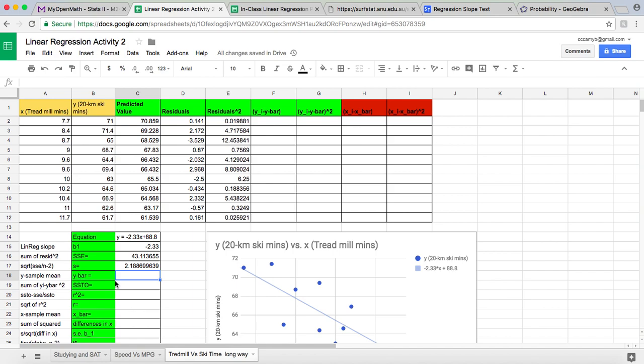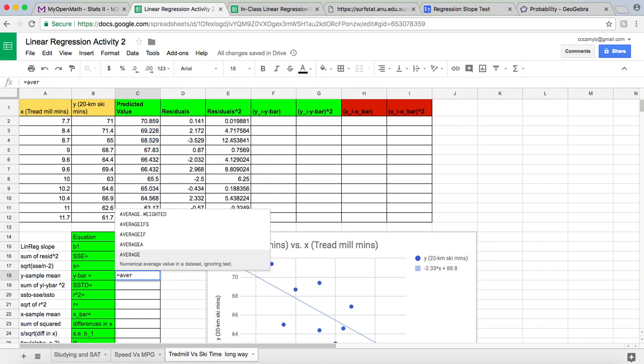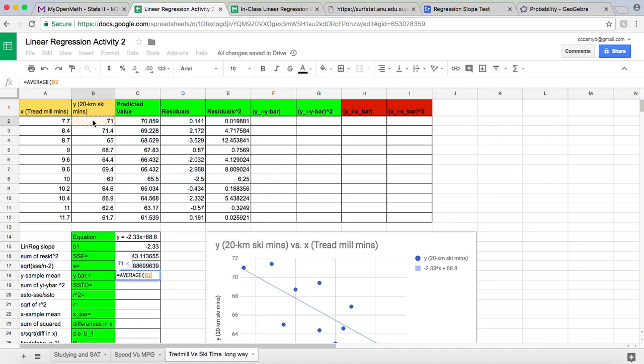Okay, so now we need to find Y bar. So remember, when you are like, oh, I don't remember which of my Y's I'm supposed to be taking the average of. Remember, I could have infinitely many predicted values because I could plug in infinitely many different X's. But I have finitely many observed Y's because I can't infinitely observe that many things. So I'm going to say equals the average of my observed Y's, and that's my Y bar. So that's the Y sample mean.